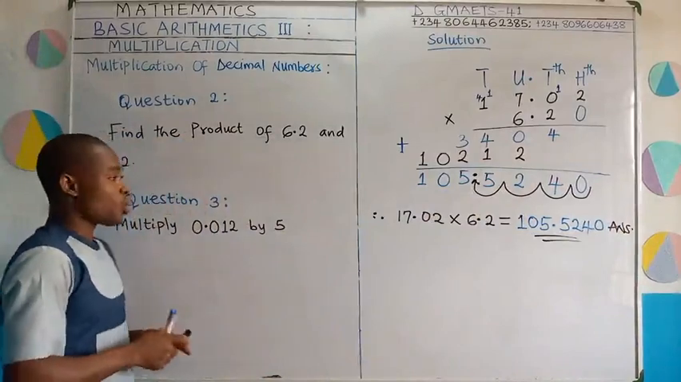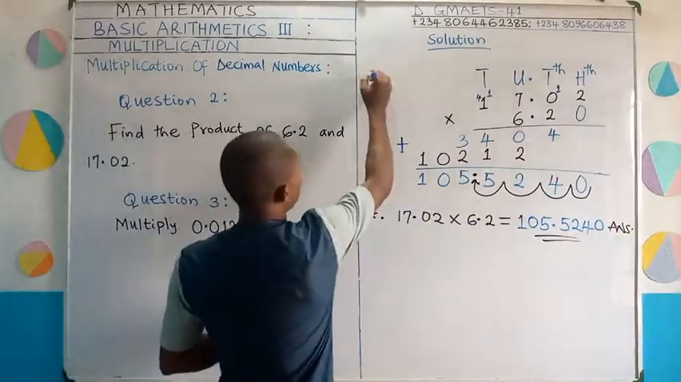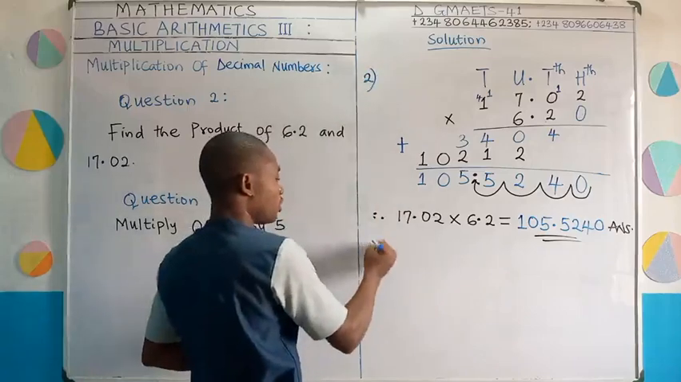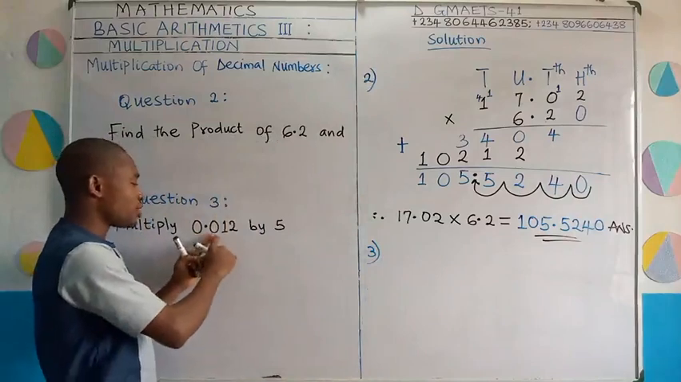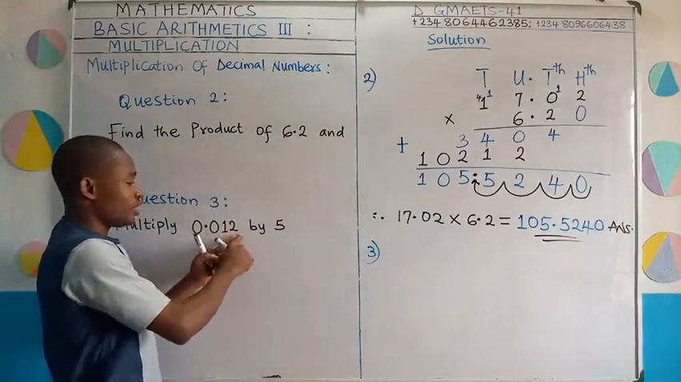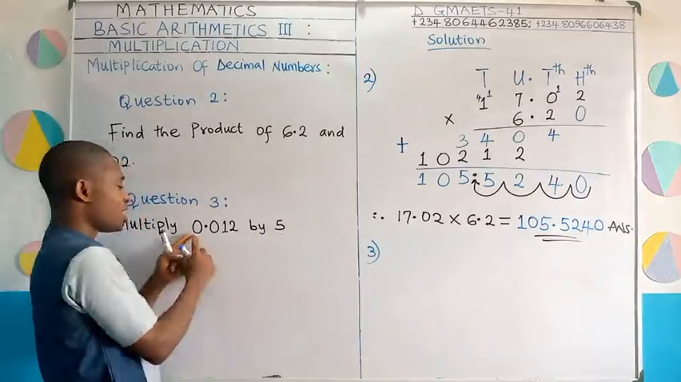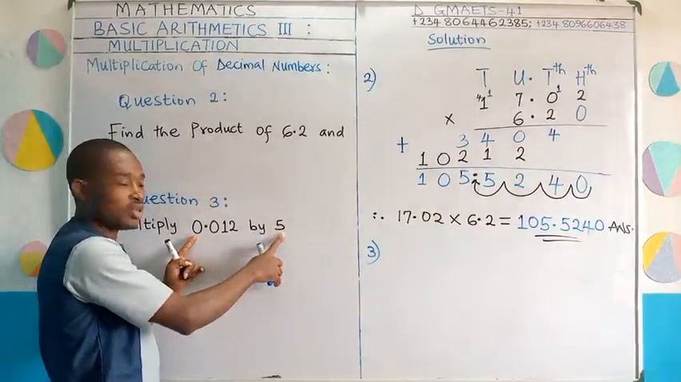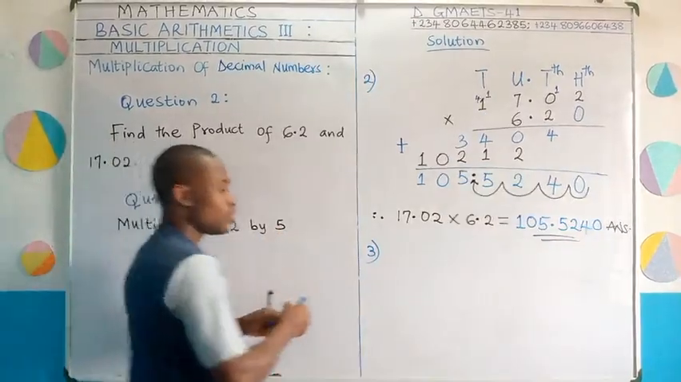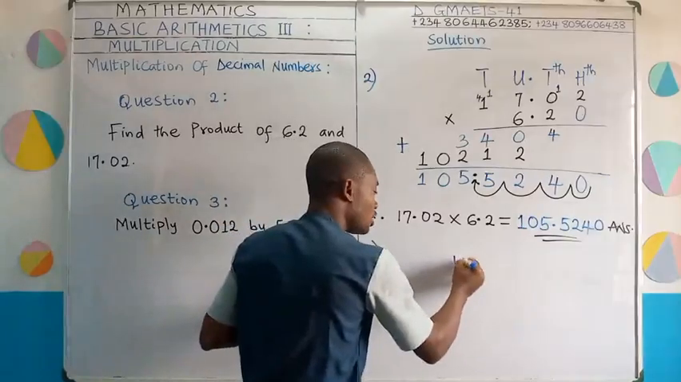Alright, let's move on to question number 3. This solution is the solution to question number 2. So for number 3, I'll try to squeeze it in there. This is 0.012 times 5. Now you notice that this has a unit digit which is 0. This 5 is a unit digit. And so in the whole number part, what we have there is actually units.